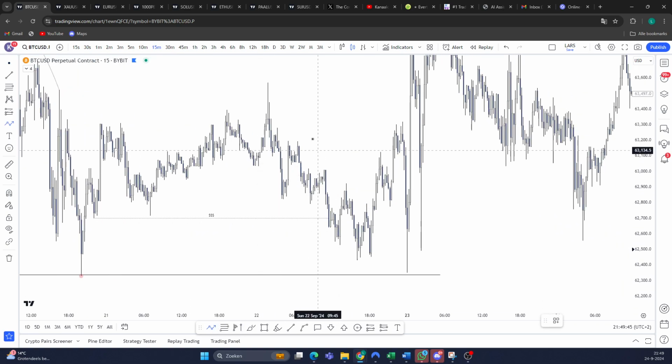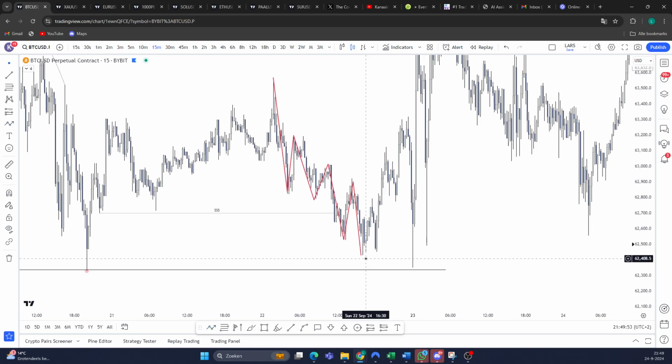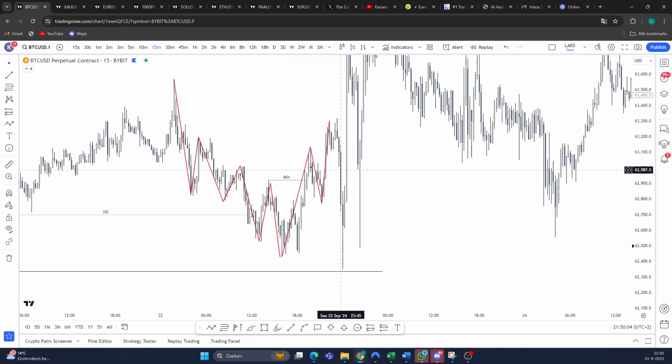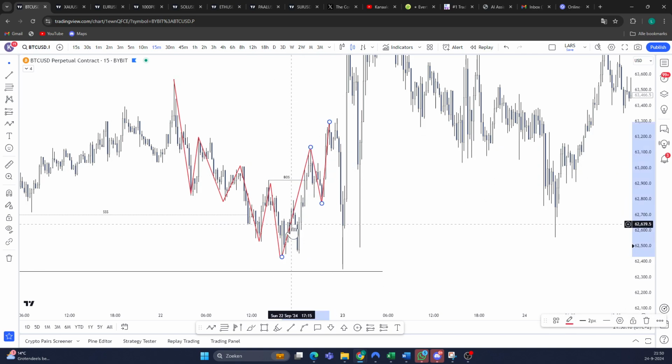Where is our structure? Well, we can see our structure from the top down. We have lower highs and lower lows, right until this area, and this is where we broke structure. And that structure also got confirmed. Right after that, we had the higher low and the higher high, confirming that this break worked.